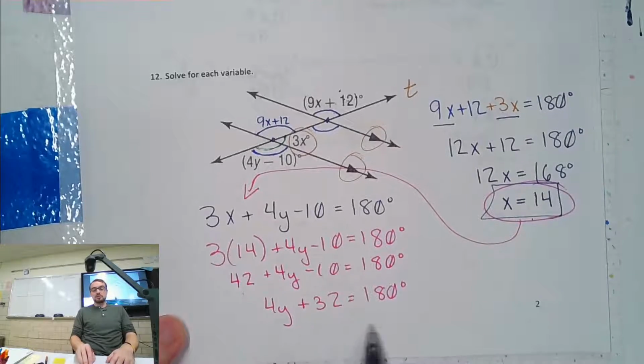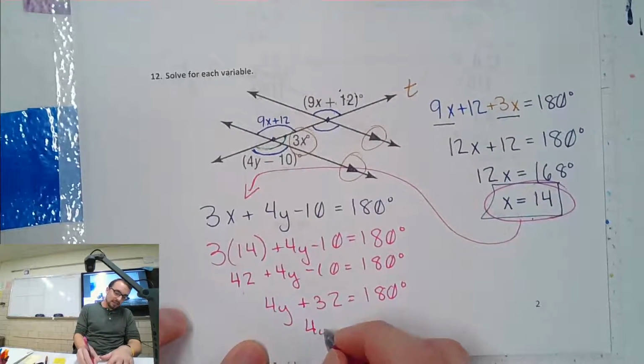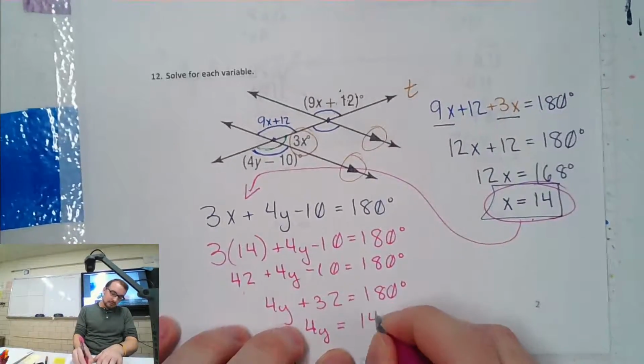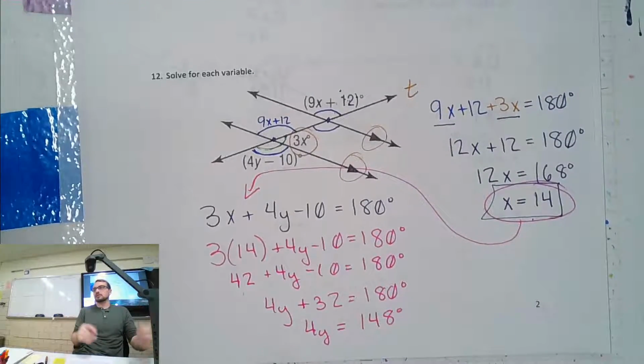Now I need to move the 32 over, right? So now I am going to subtract it. So I get 4y. Let's subtract 32 from 180 in our heads. First of all, what's 180 minus 30? 150. Subtract 2 more. 148. And you look like a genius.